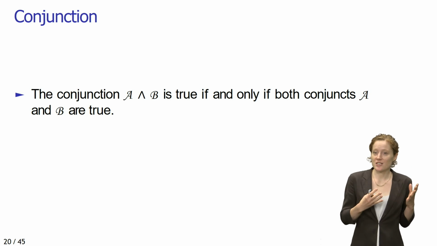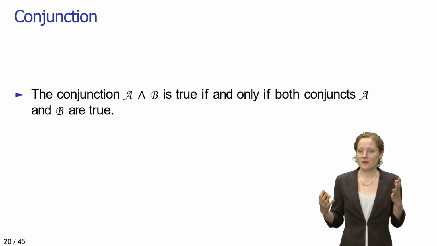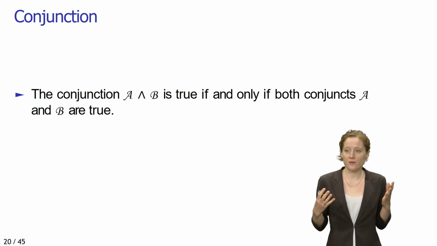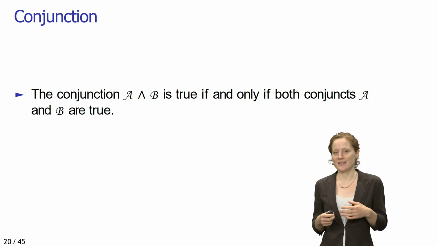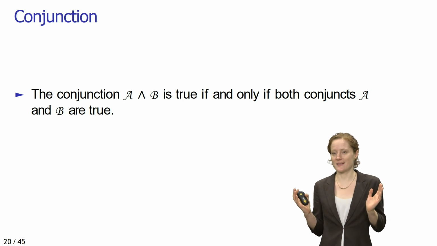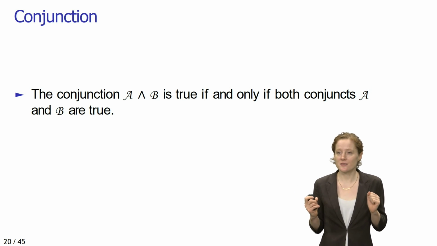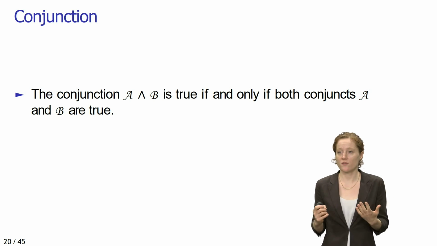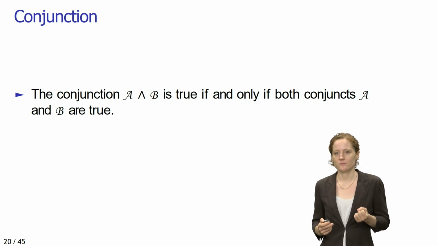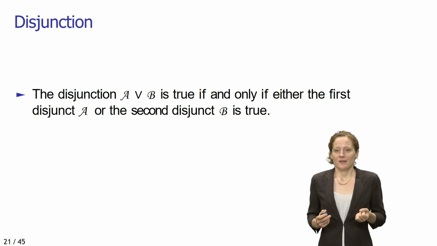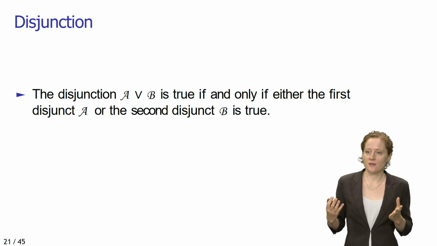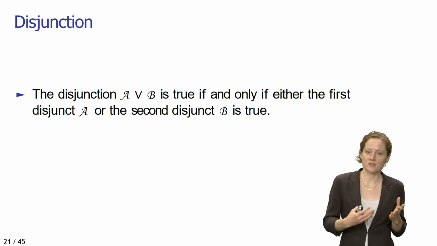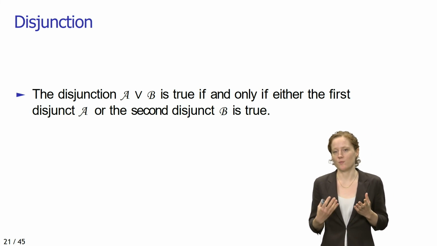Furthermore, the conjunction A and B is true if and only if both conjuncts A and B are true. And again, we see that the truth value of the complex sentence A and B is determined by the truth values of the two embedded sentences A and B. The disjunction A or B is true if and only if either the first disjunct A or the second disjunct B is true.